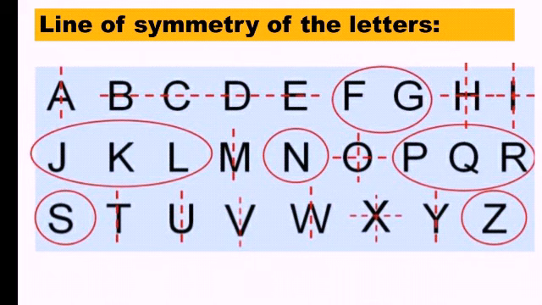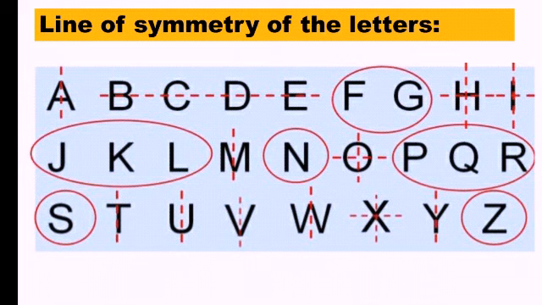Okay, so for the capital letters, A has only one line of symmetry. You can easily understand from the picture that A has only one vertical line of symmetry. B, C, D and E have one horizontal line of symmetry. F and G have no line of symmetry. H has two lines of symmetry, vertical and horizontal, and I is also the same. J, K, L have no line of symmetry. M has only one line of symmetry, and that is vertical.